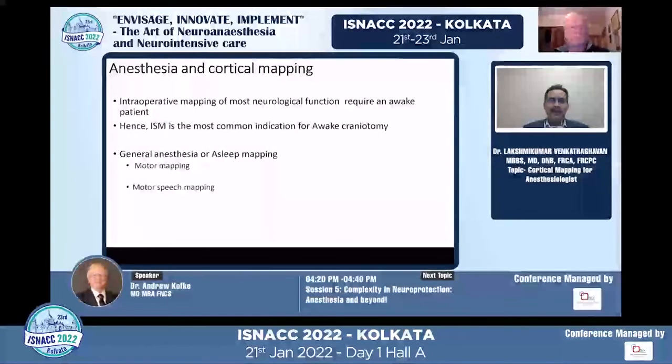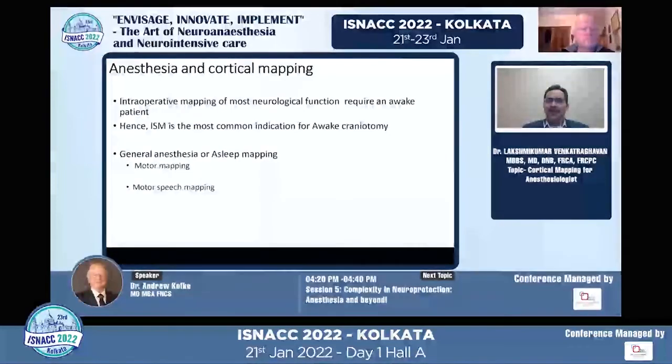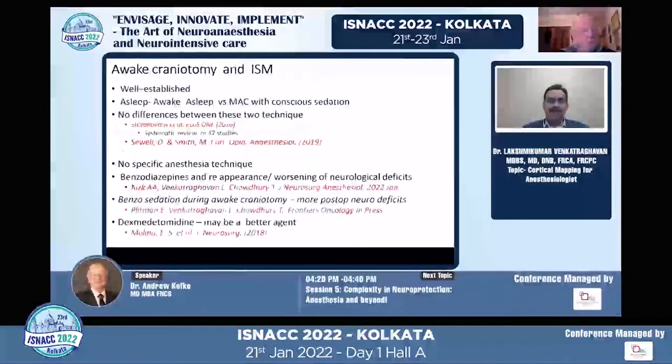Intraoperative mapping of most neurological functions occurs in awake patients. Hence, intraoperative stimulation mapping is the most common indication for an awake craniotomy, which we are all very familiar with. However, general anesthesia or asleep mapping is still possible for motor mapping. There is a small case series demonstrating that even speech mapping is possible, using motor function of speech testing with electrodes in the vocal cord, so motor speech mapping is possible under general anesthesia.